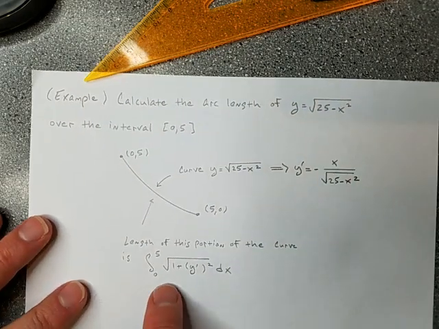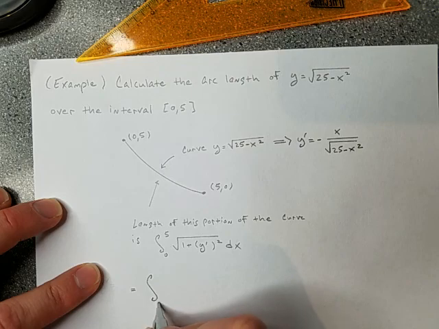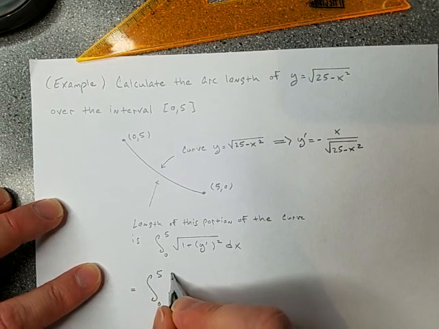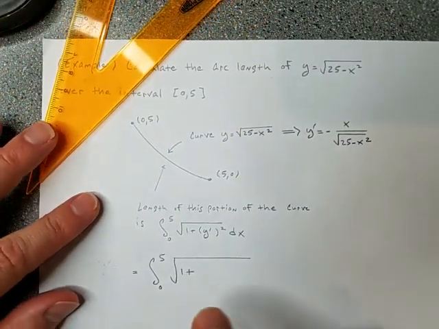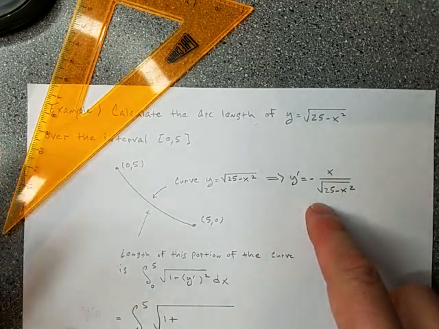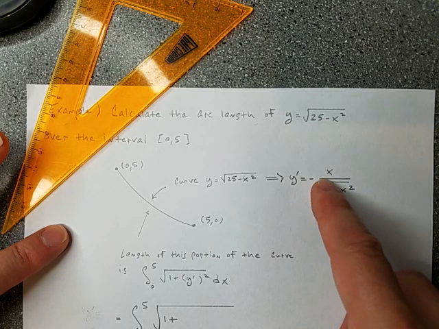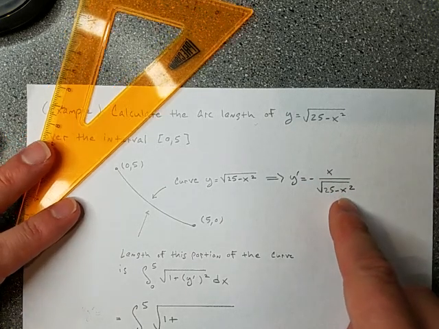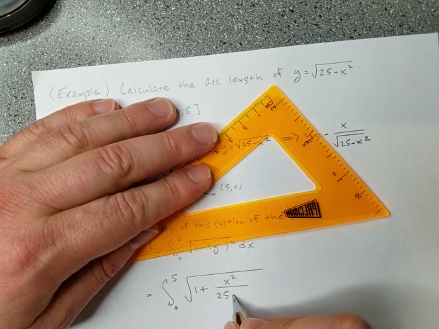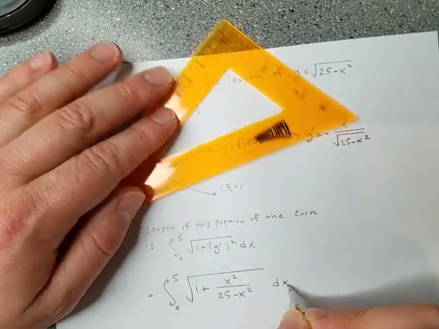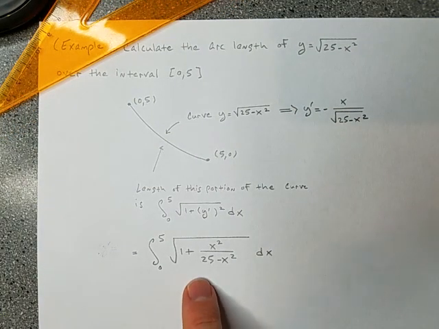So there's y prime, so I would need to do 1 plus y prime squared. Here goes. I'm going to have my integral from 0 to 5 of root 1 plus, and then there's my y prime. If I squared that, it would no longer be negative, and I would get x squared over 25 minus x squared. So there's my integral. Now that one is probably going to take some work in order to answer it.